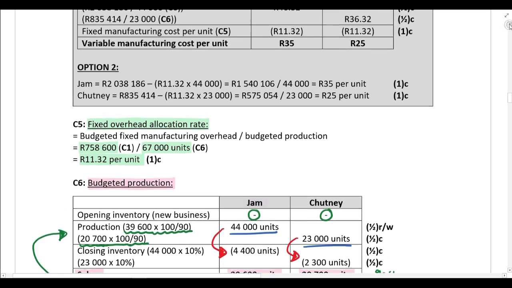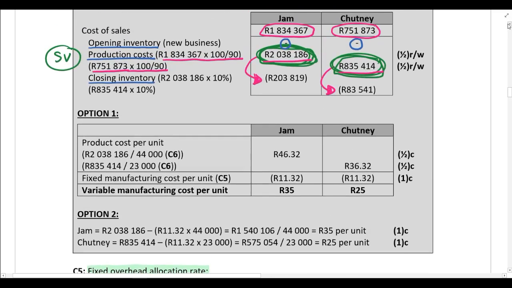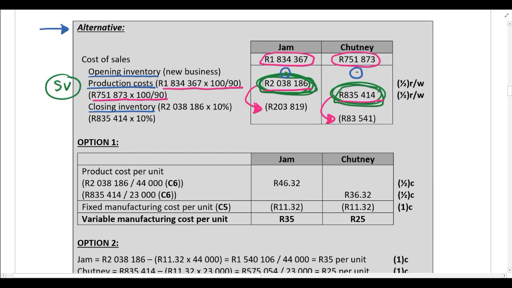Remember, guys, what we are trying to do is we've got the production costs for each of these products over here. We've got the production costs for jam and we've got the production costs for chutney. So what we're going to do is, that is a semi-variable cost. It includes a fixed portion and a variable portion. If we deduct the fixed portion, we'll be left with the variable portion.